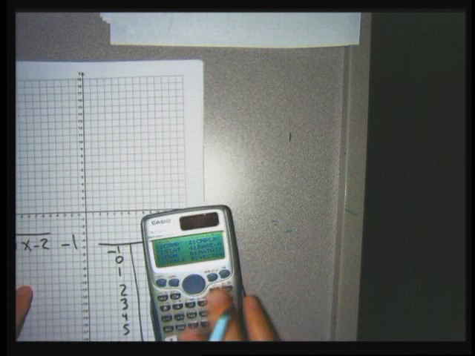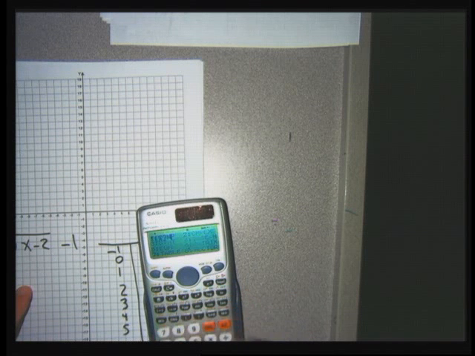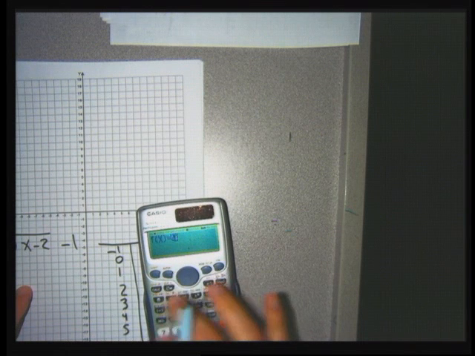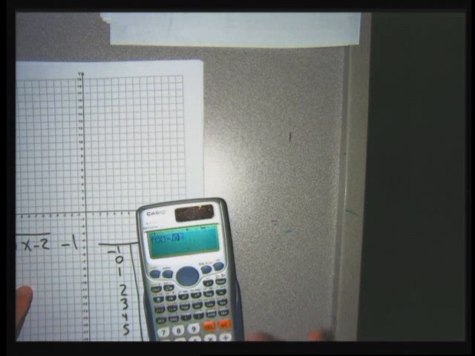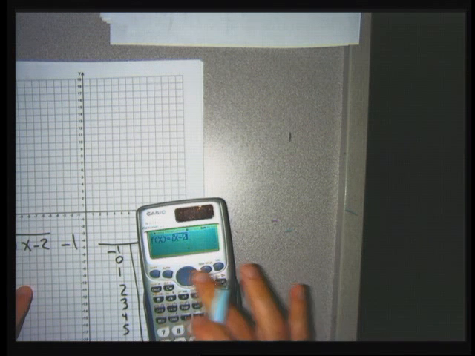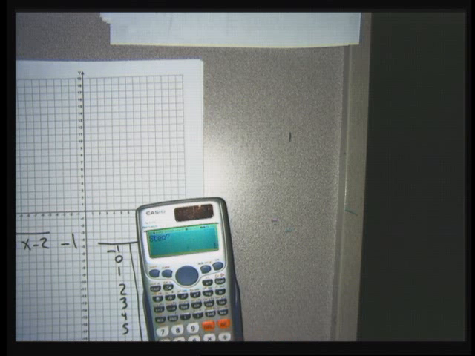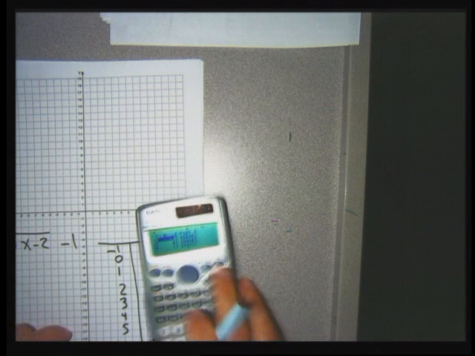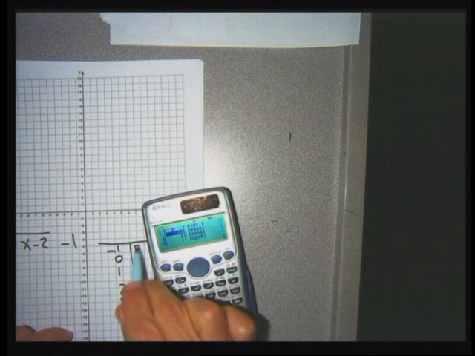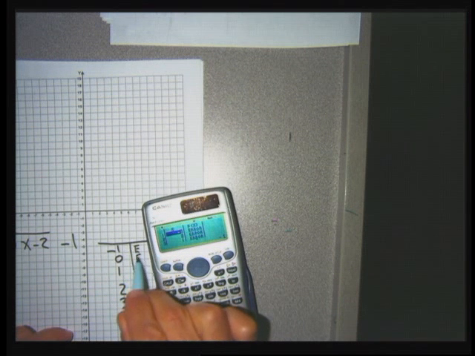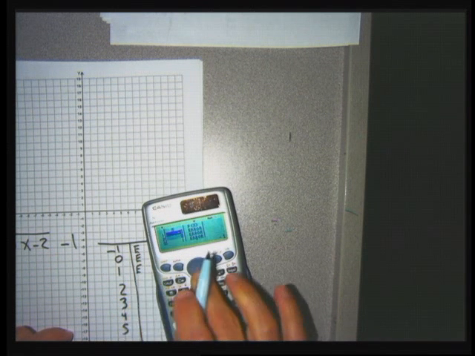So mode button, 7, square root of x minus 2, and then replay a right arrow out of the radical and then -1. So that looks enough like the original problem that I'm going to believe the y's that my calculator gives me. Start at -1, end at 5, step 1, first point, error, second point, error, third point, error.